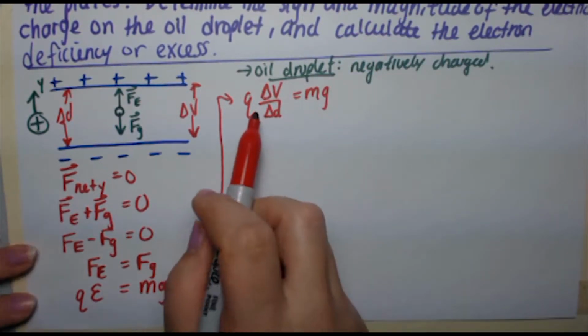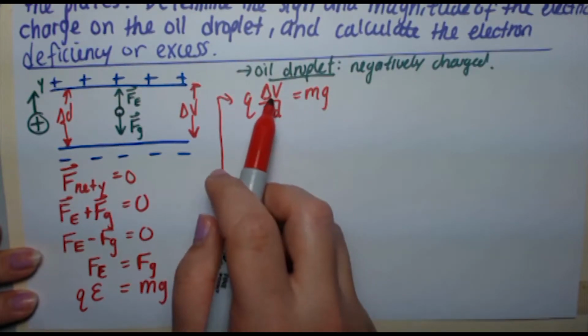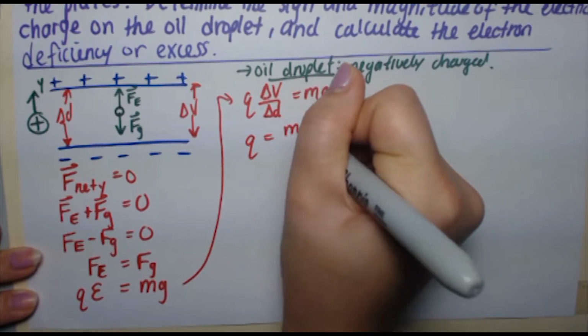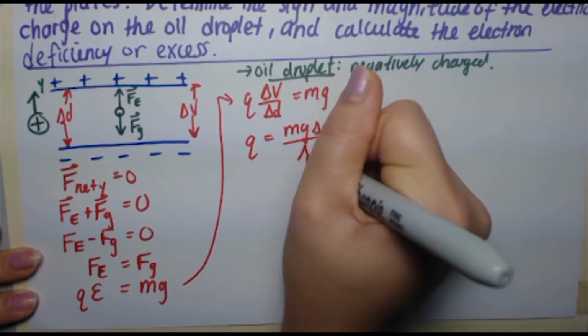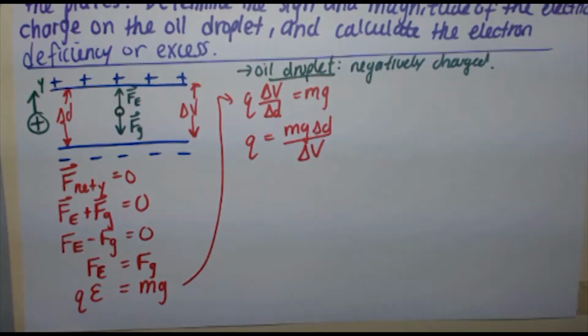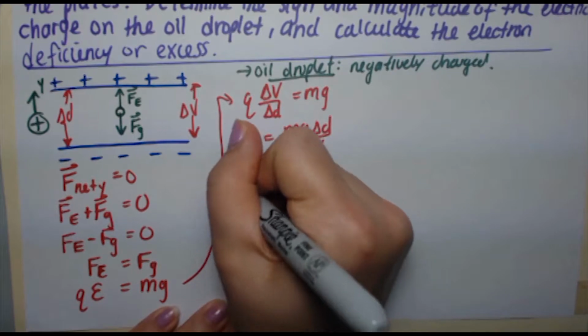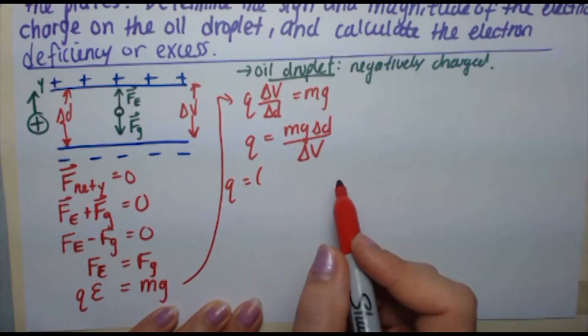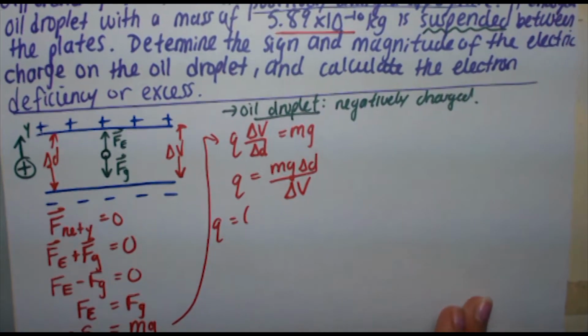Okay, so now solving for Q, multiply both sides by delta d, divide both sides by delta V. Q equals m g delta d over delta V. Okay, so that's how we end up with that expression. And at this point, you just got to plug in your values. So here I go. Okay, so Q equals, now the mass is given, 5.89 times 10 to the minus 10 kilograms. So it's just up there.